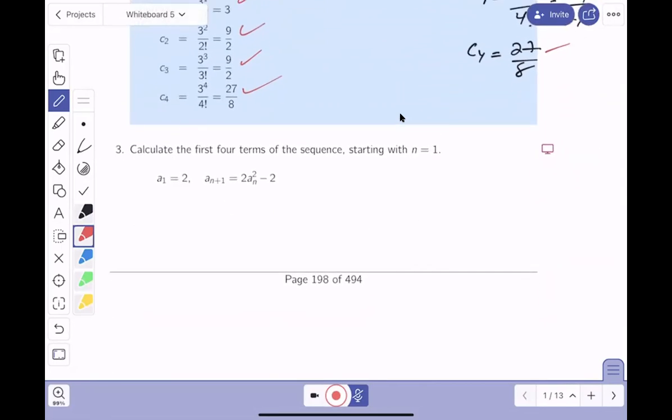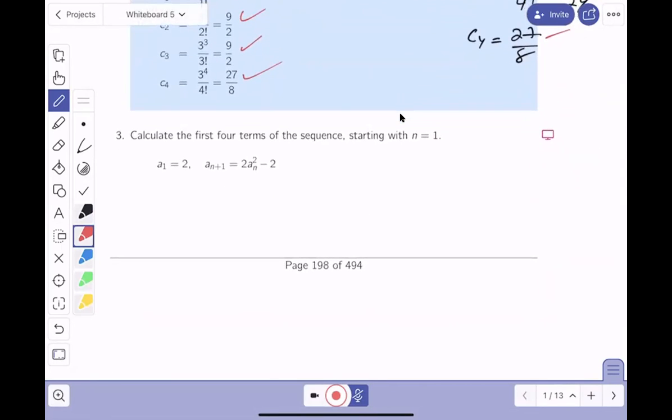Great. All right. Calculate the first 4 terms of the sequence starting with n equals 1. Well, they give me n is 1. That's pretty simple. So I'll put this over here: A1, A2, A3, A4. Well, A1's given. It's 2. Now, what's A2 equal to? It's twice, it's recursive, by the way, A1. Well, what's A1? 2 squared minus 2. What does that give me? Let's see. 2 squared is 4. 2 times 4 is 8. 8 minus 2 is 6.